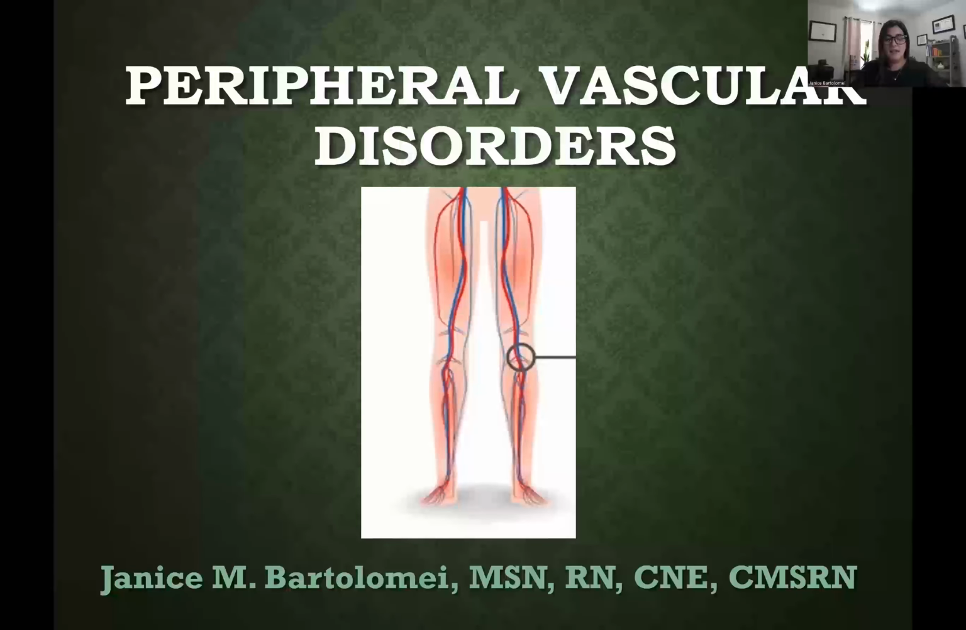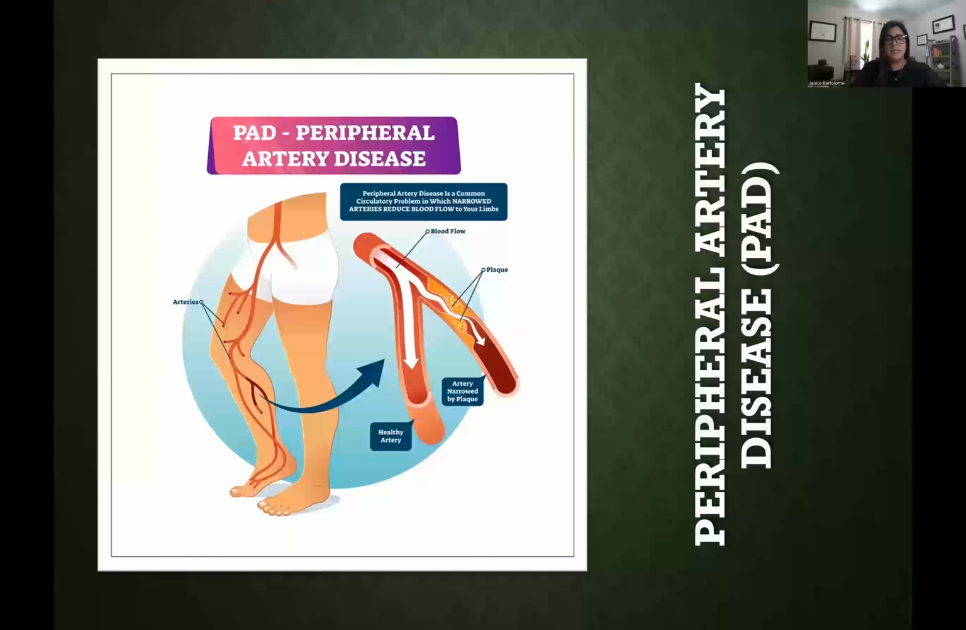This time I have a new video about peripheral vascular disorders. So let's get started. The first disease that we're going to talk about is peripheral artery disease, and we commonly call it PAD. This disease is basically thickening and narrowing of your peripheral arteries due to arteriosclerosis, or that plaque, that buildup of fatty deposits that get hard.